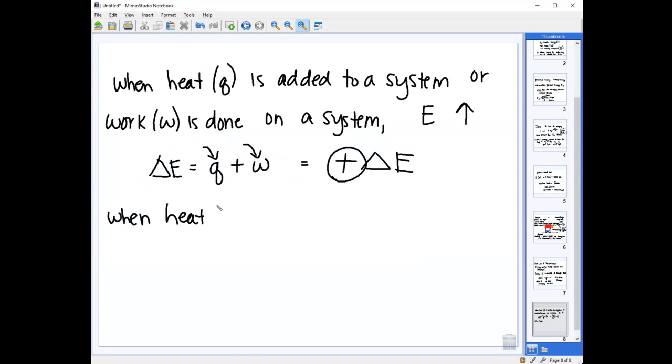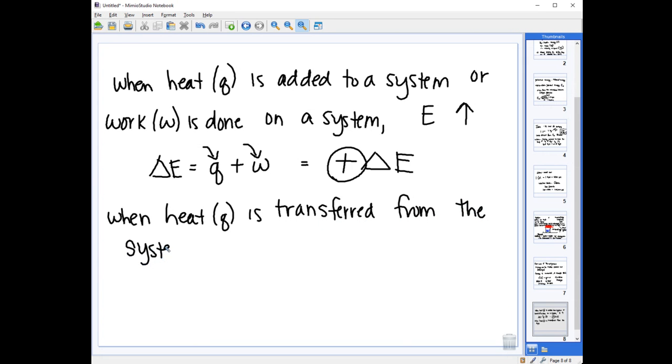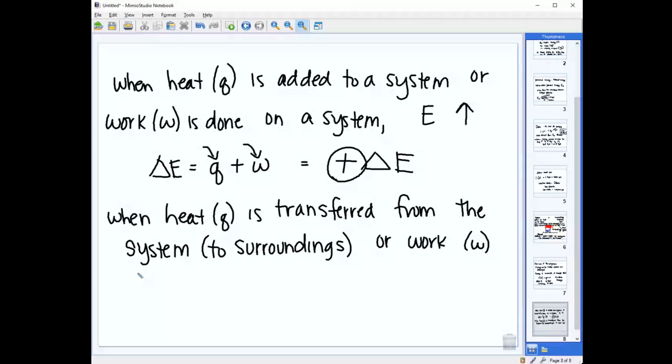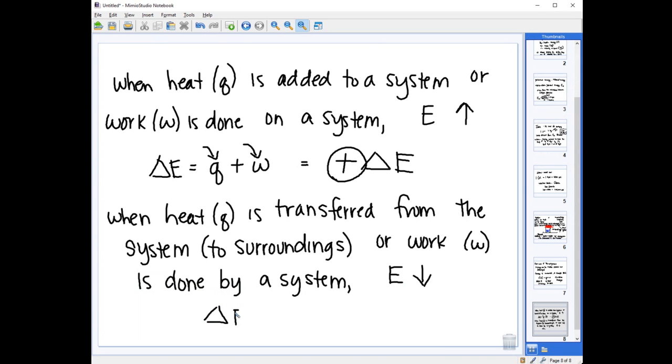When heat is transferred from the system, and when we say is transferred from the system, it's understood to be going from the system to the surroundings, or work is done by a system. So the system is actually doing work. Then energy is going to decrease, because if we look at our formula, if heat is leaving the system, or if work is being done by the system, then we get a negative delta E.